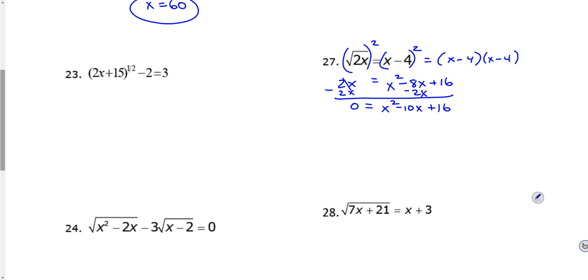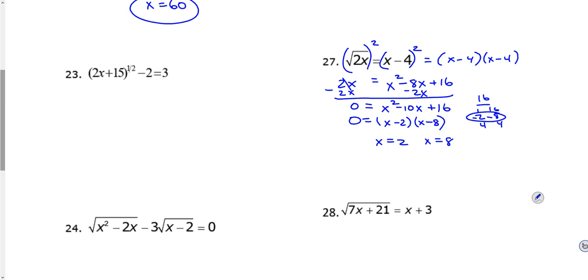So this is a simple ABC. 1 and 16, 2 and 8, 4 and 4. Try to make a negative 10, so it's got to be this one. It's got to be minus, minus. So we have x minus 2 and x minus 8 equal to 0. That means x equals 2 and x equals 8.